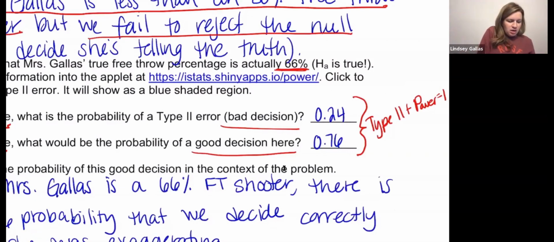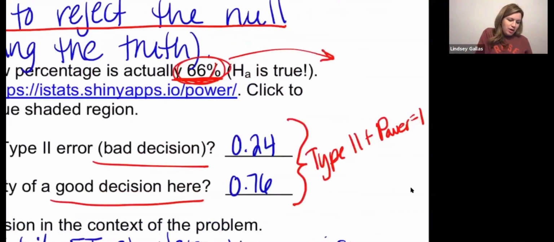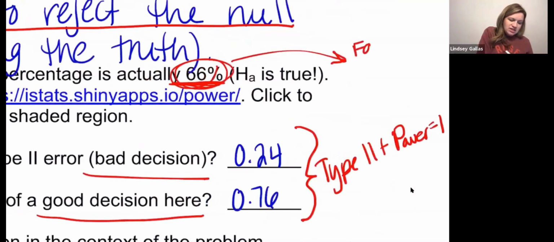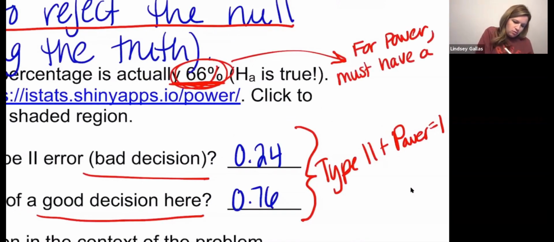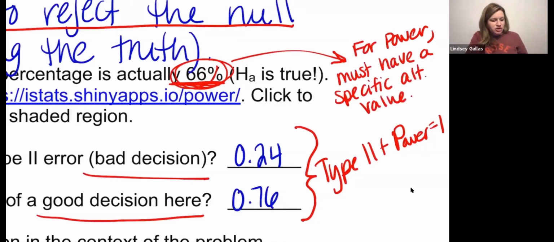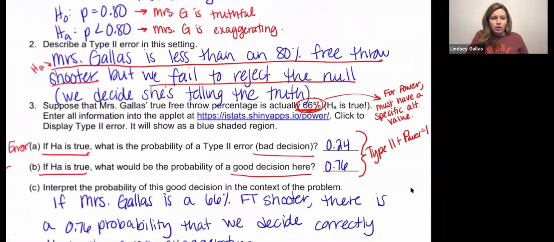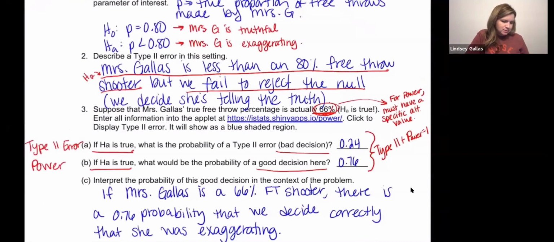Okay. Now, I do want to point out one other thing that was important: we did have to enter in my true free throw percentage, this 66%. So what I want you to do over here to the side is I'm going to note that in order to calculate power, you must have a specific alternative value. So without that alternative value, we can't actually calculate what that probability is.